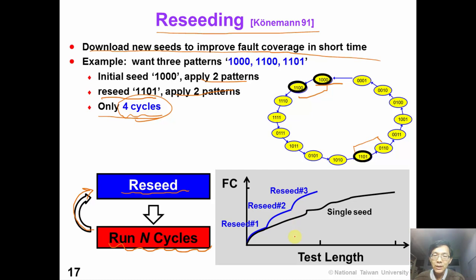This figure shows the concept of reseeding. Suppose we only use 1 single seed. The fault coverage increases very slowly along with time. However, if we can use the concept of reseeding, we can try to reseed and the fault coverage will improve much faster than a single seed. In this way, we can shorten our test length.